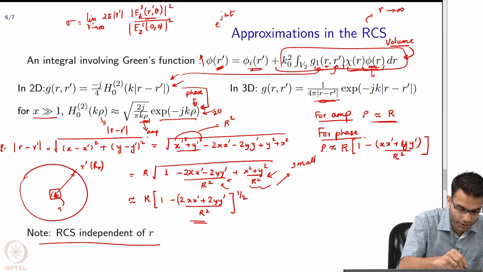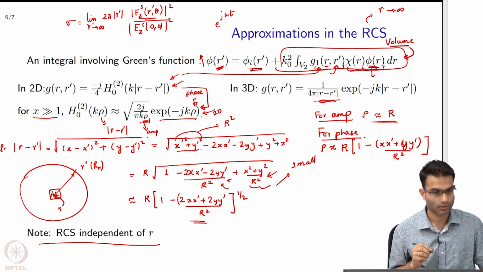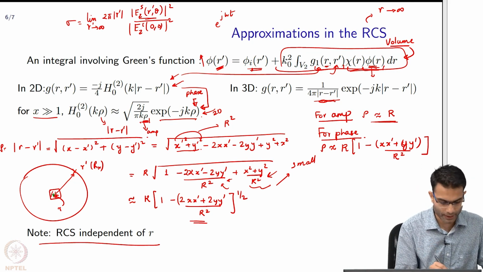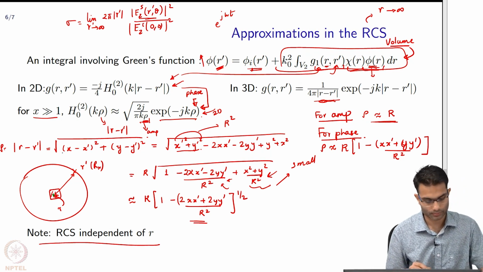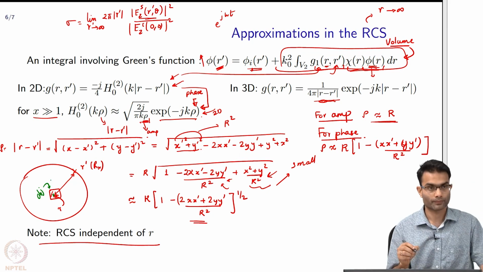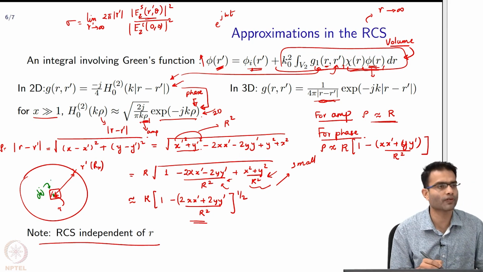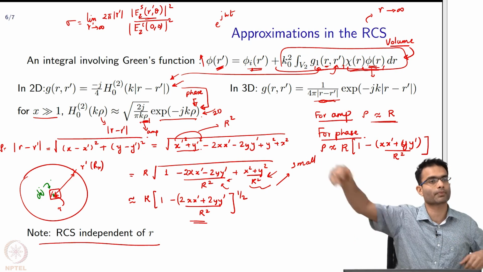Where is the origin? The origin is inside the object. There is an object which is centered on the origin, approximately in that region. So, with respect to the origin, r does not go far, because it is a finite object. R prime is where my receiver is, and the definition says take r prime to infinity.